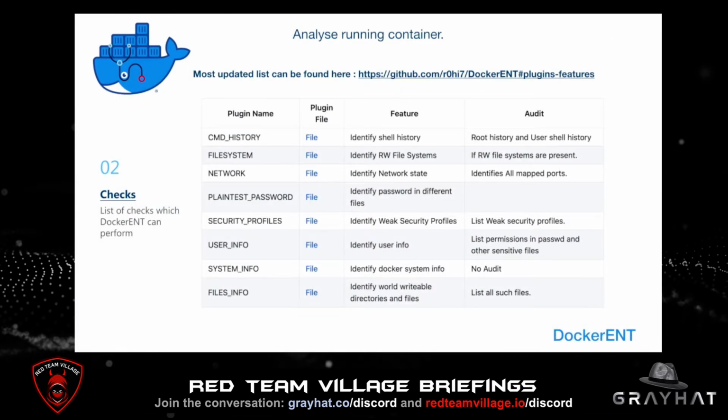So these are the plugins or the checks which are already in there. There is command history, file system, network, and so on. These are the links to those particular files. And if you see, the last two columns are feature and audit. A few of the plugins have the audit field missing, or it is written that there is no audit available for that particular plugin.